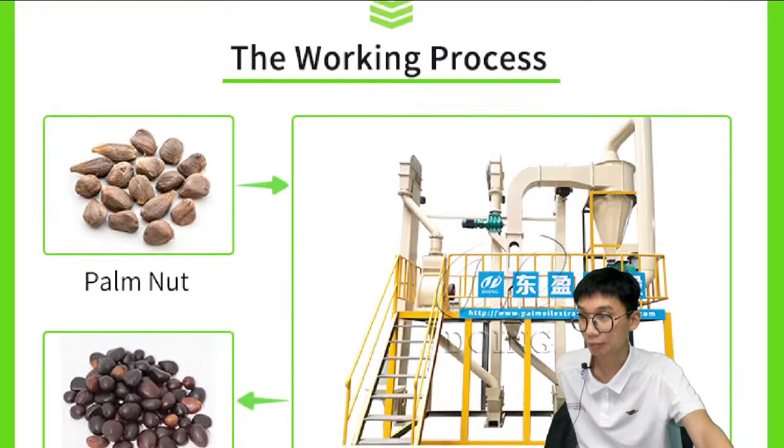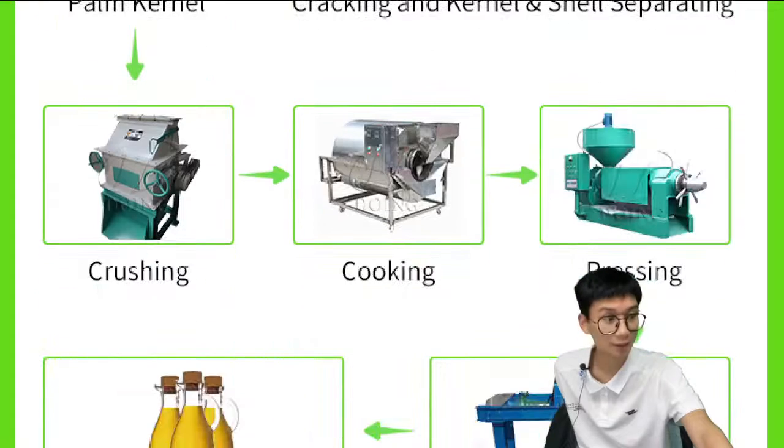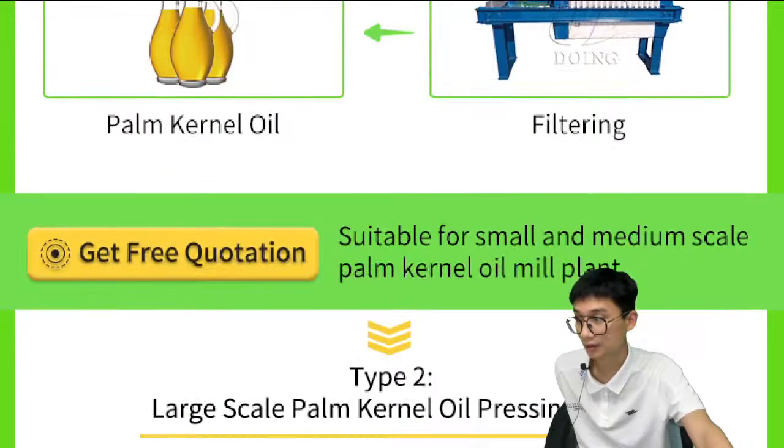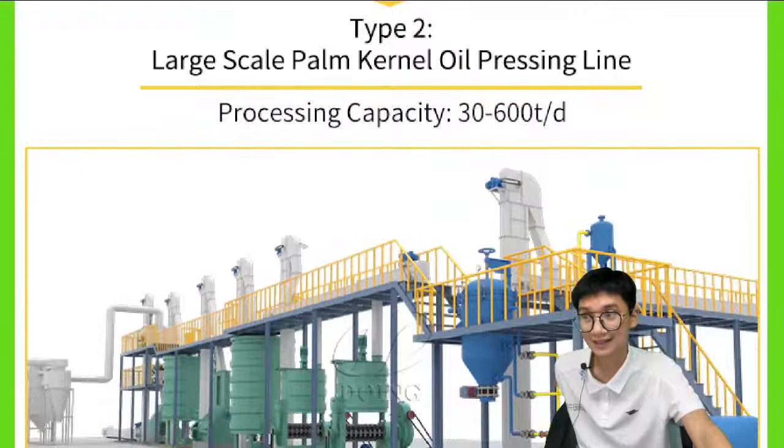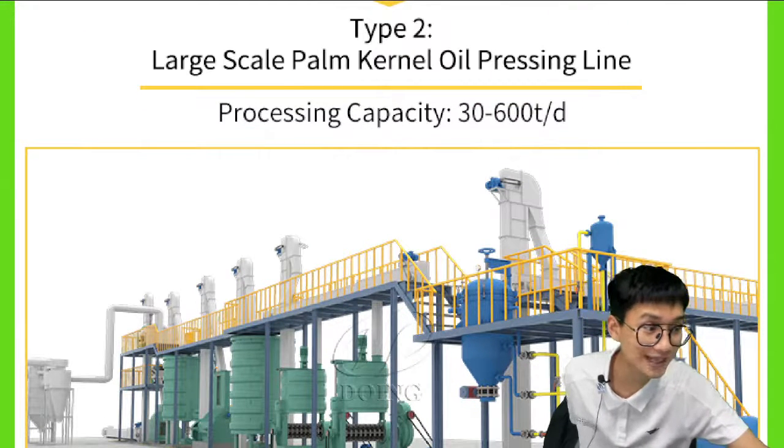And this is the working process. It is about the video that I just showed you. And we also have a bigger, large-scale palm kernel oil pressing line. The capacity is from 30 tons per day to 600 tons per day.